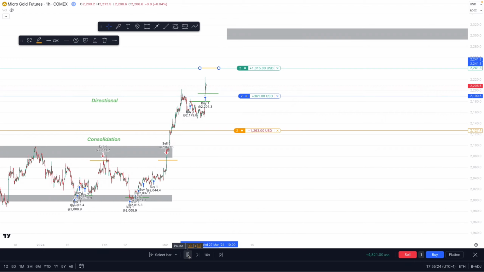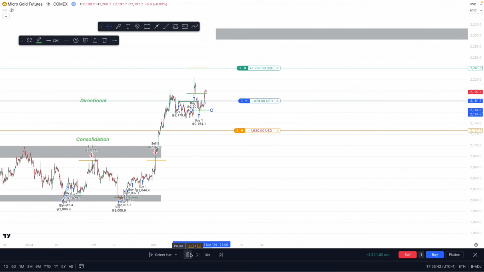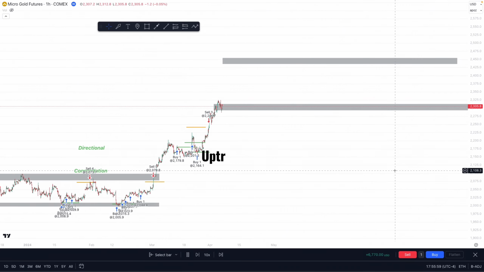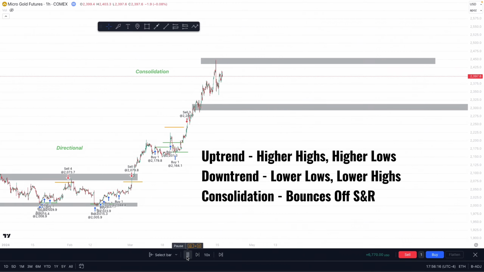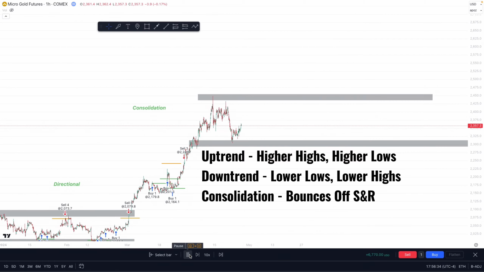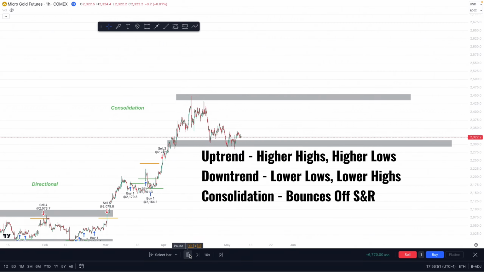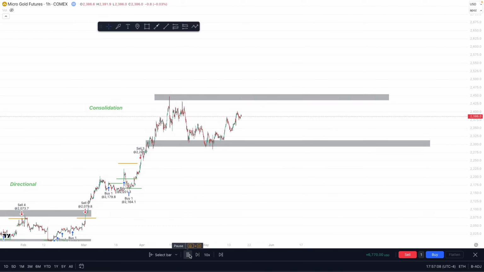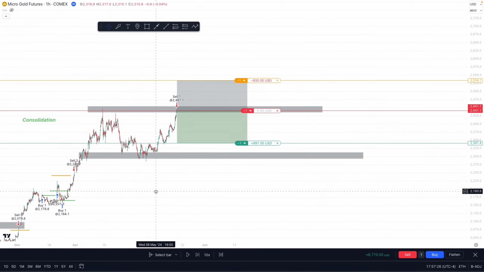Since my approach changes based on the market category, to apply this strategy effectively, it's important to always ask yourself if the price is making higher highs and higher lows, indicating an uptrend, or is price making lower lows and lower highs, indicating a downtrend, or is price bouncing off of previous support and resistance levels without reaching new levels, which would indicate a consolidation. Remember that consolidation eventually leads to directional, and directional eventually leads to consolidation.